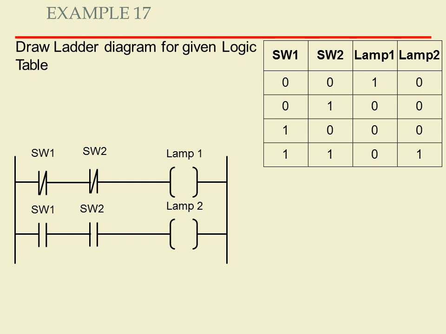Then the second rung. Now consider the switch 1 column, switch 2 column and lamp 2 column. For 0 0 input, output is 0. For 0 1 input, output is 0. For 1 0 input, output is 0. And for 1 1, output is 1. So this truth table resembles the truth table of the AND gate. For the AND gate, as we know, switch 1 and switch 2 are normally open contacts connected in series. So it is in rung 2.